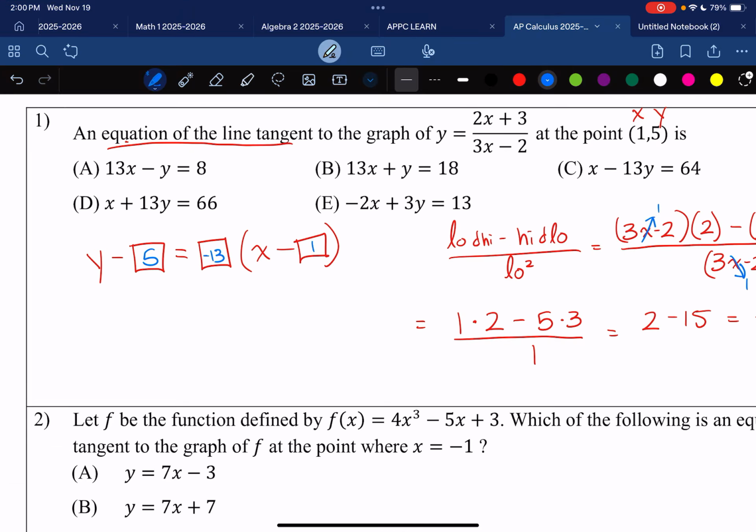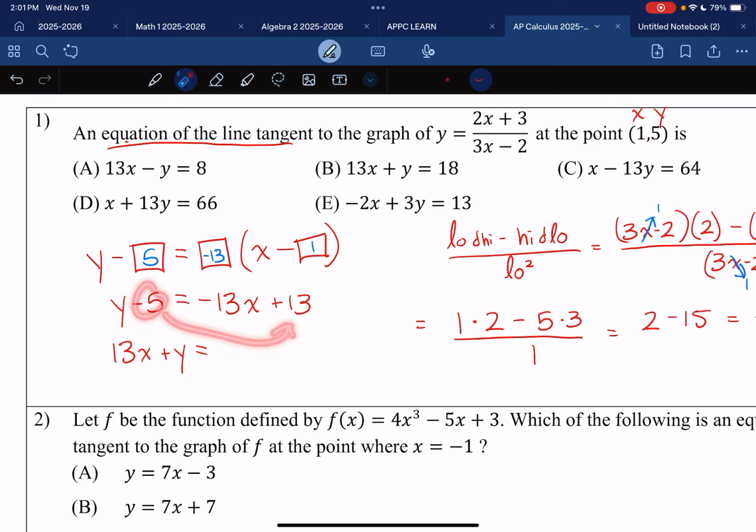I have my equation. I'm just trying to find the right option now. I'm noticing that they try to put both their x's and the y's on the left-hand side for all of these, and the constant on the right-hand side. Let's go ahead and distribute and see what happens. When I distribute, I have a negative 13x on the right-hand side and a positive 13 also on the right-hand side. And I have y minus 5 on the left-hand side. Let's move the x to the left, so I have a positive 13. I'm going to put the x out front, 13x plus y on the left-hand side. This 5 is going to move to the right-hand side by adding 5, and this will be equal to 18. 13x plus y is equal to 18 is option B.